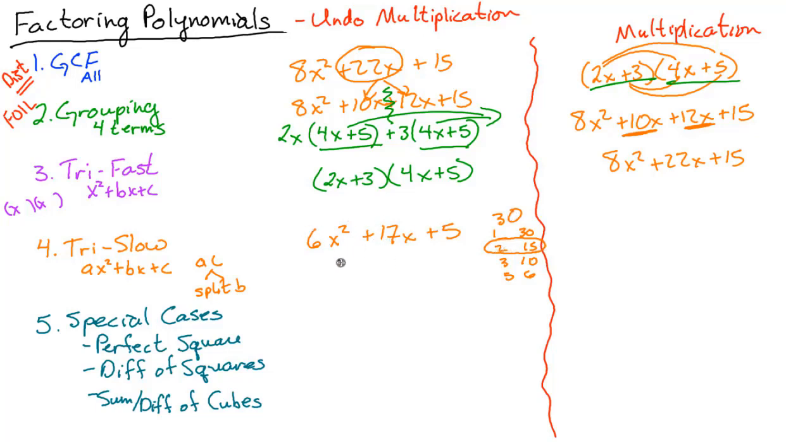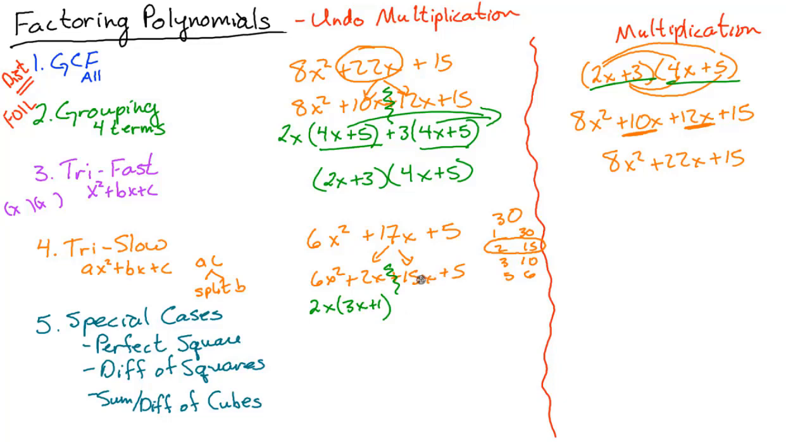2 and 15 add up to 17. So we split this up into its originals. 6x squared plus 2x plus 15x plus 5. Now how many terms do we have? We have 4 terms. So let's switch colors and do our grouping again. Chop it in half. What can we pull out of the front? 2x. 3x plus 1 is left.